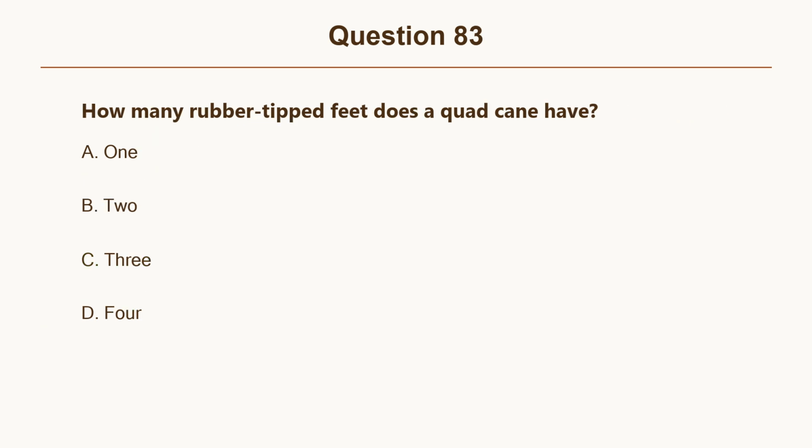Question 83. How many rubber tip feet does a quad cane have? Option A, what? Option B, hit. Option C, 3. Option D, 4. The correct answer is option D, 4.